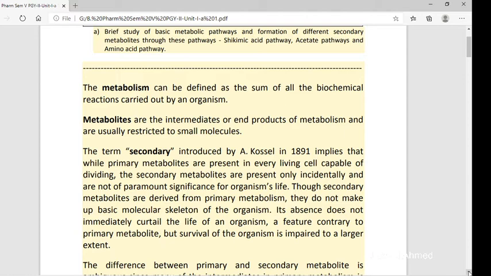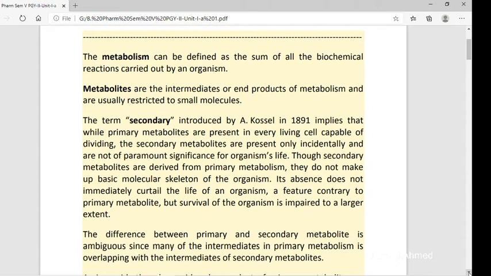Now the primary metabolites are present in plants in large quantity. Secondary metabolites are present in plants in much smaller quantity. Primary metabolites are simple in nature. Secondary metabolites are complex in nature. Naturally they are structurally complex.